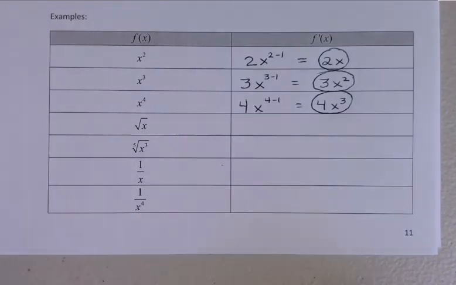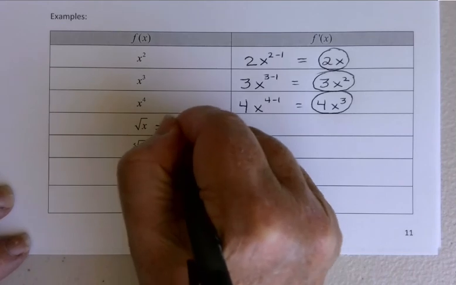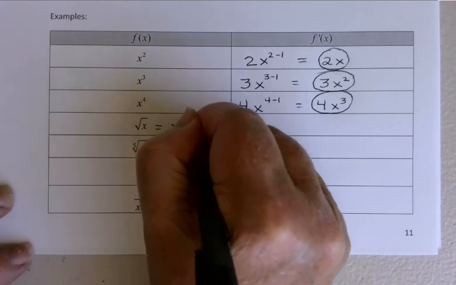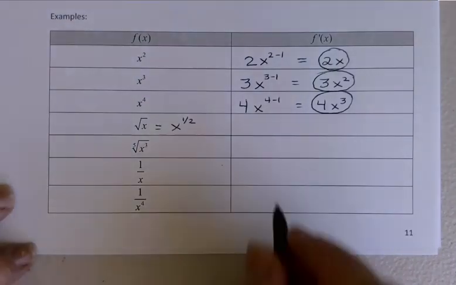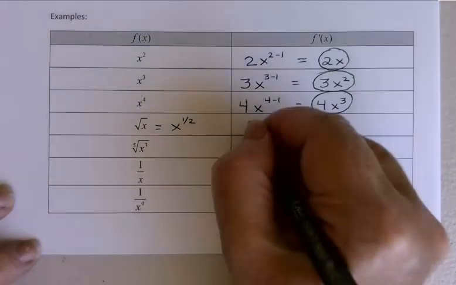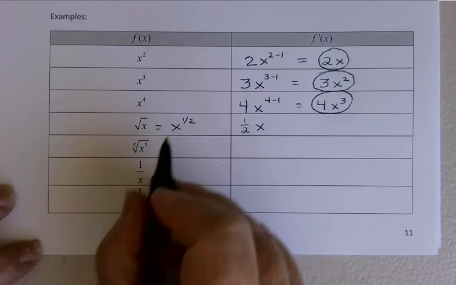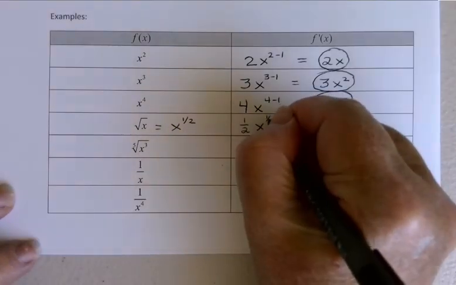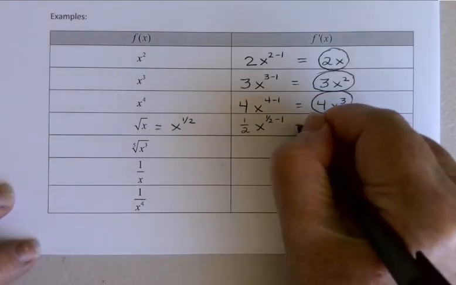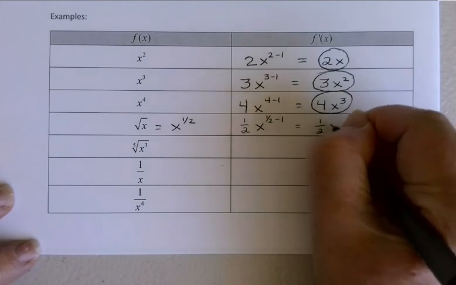Even when we have things that don't initially look like a power of x, we often can rewrite them as a power of x so we can take further advantage of this nice rule. What about the square root of x? Well, of course, you know that you could write that as x to the 1/2 power, and if we apply the same rule to that, n is 1/2, so I'd have 1/2 times x to the 1/2 minus 1, or 1/2 x to the negative 1/2.